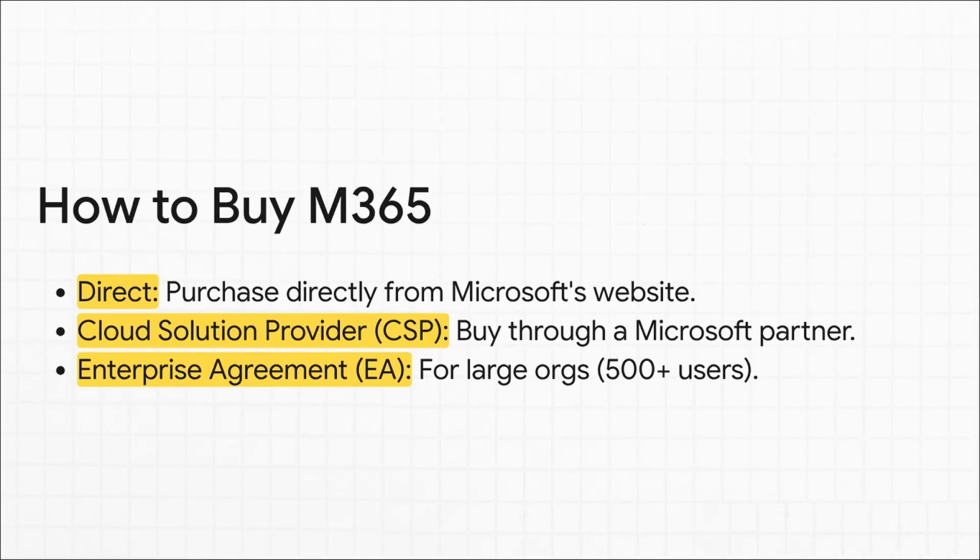The exam will expect you to know the three main ways organizations can license Microsoft 365. First is direct. You just go to the Microsoft website with a credit card, easy. Second is through a cloud solution provider, or CSP. This is a Microsoft partner who can sell you the license, but they often bundle it with their own support and services. And third is the enterprise agreement, or EA. This is for the big guys, usually organizations with 500 or more users, and it's a long-term commitment.